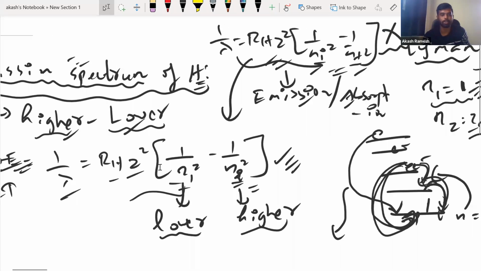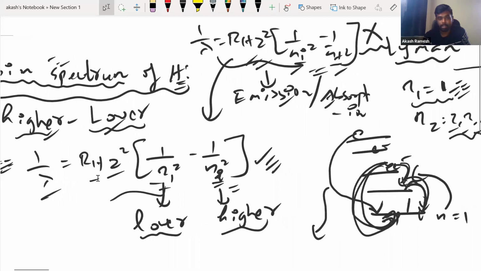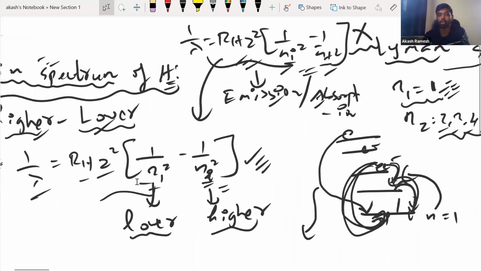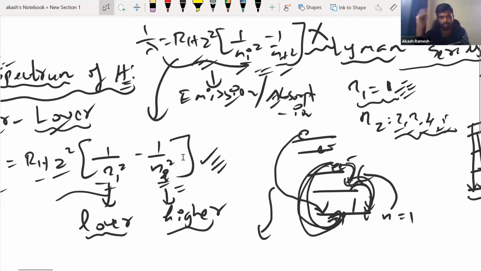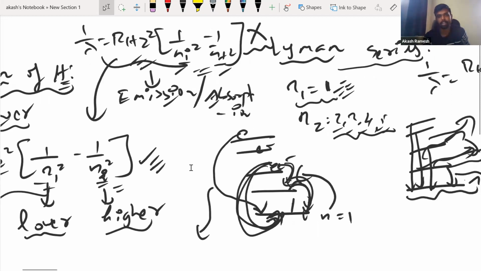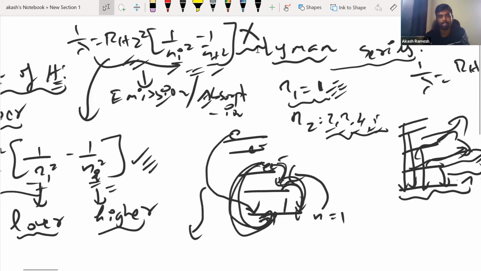I told you, depending on this n1, where the electron finally goes, whether it's the first level or second level, it can come from any higher level, 5, 6, 7, 8, 9, 10, whatever. But depending on n1, the lower orbit where the electron at last goes, we have different series, right?